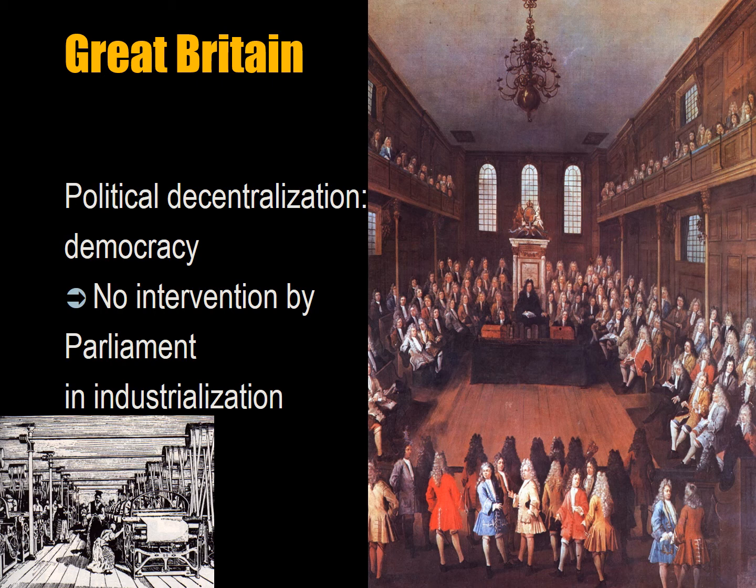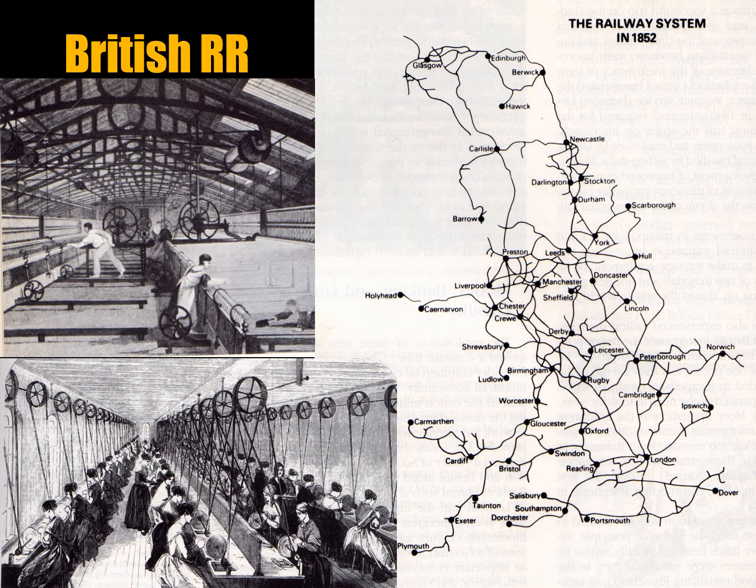Here you can see the British Parliament in the 18th century, as well as a British mill in 1820. This is a map of the 1852 British railway system, and you can also see an English pen factory, as well as a Lancashire mill in 1834.